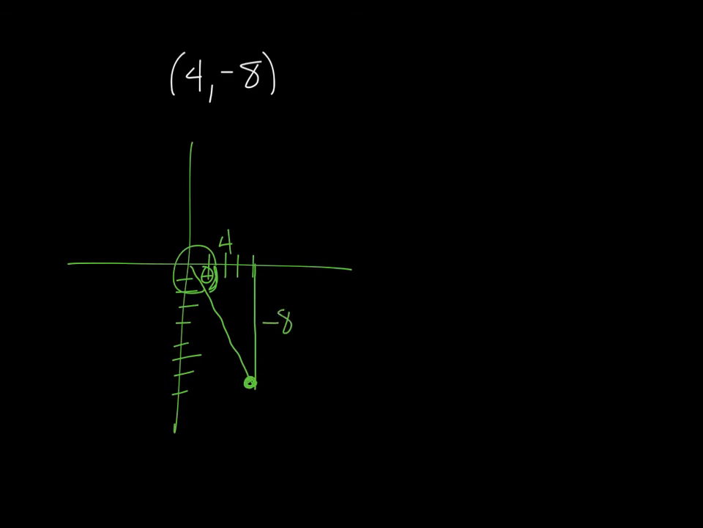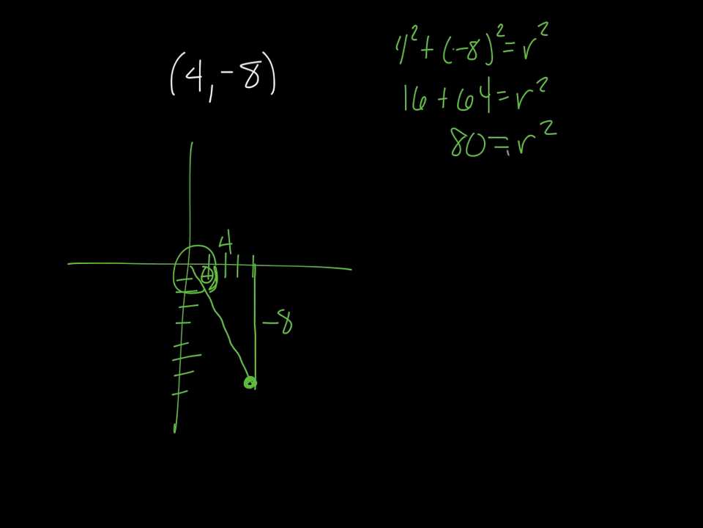And so then I need my r value. To figure that out, I do the Pythagorean theorem. So we've got 4 squared plus (-8) squared gives me r squared. So we've got 16 plus 64 equals r squared. 16 plus 64 gives me 80. Now here's where you guys are going to want to plug this in a calculator and figure out the square root of 80 to get your answer, but I do not want decimals, you guys.